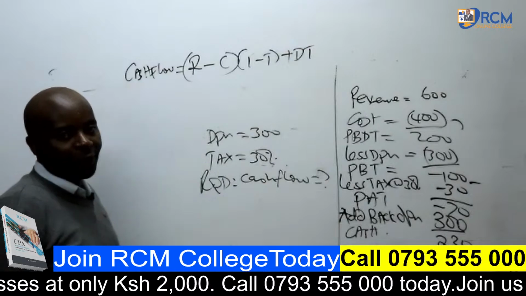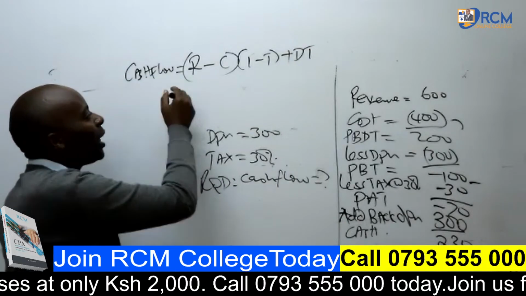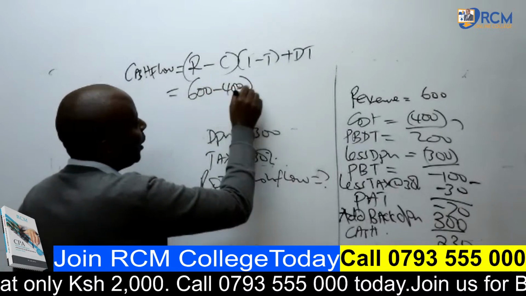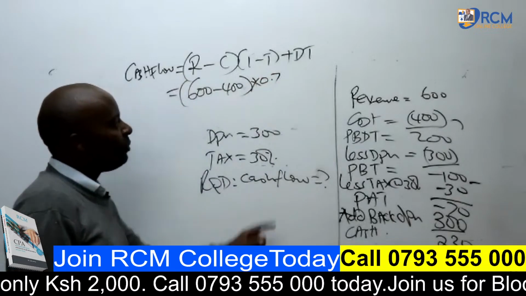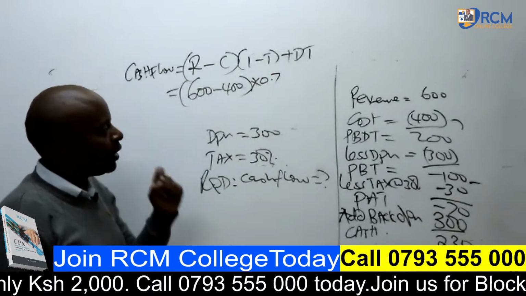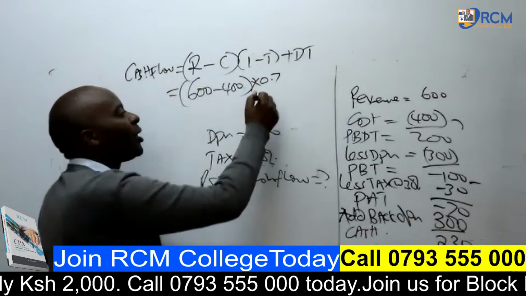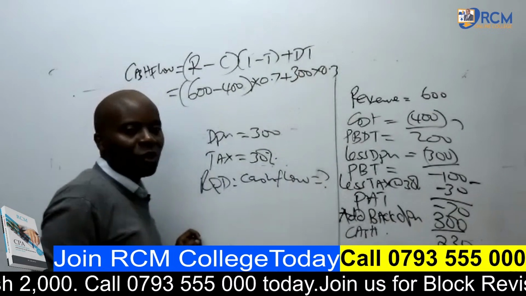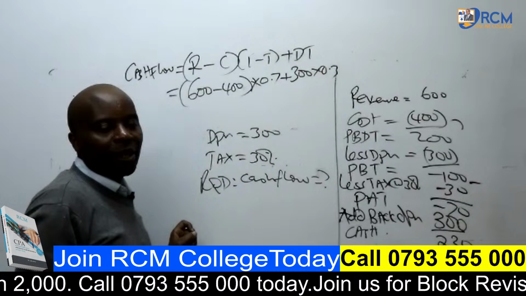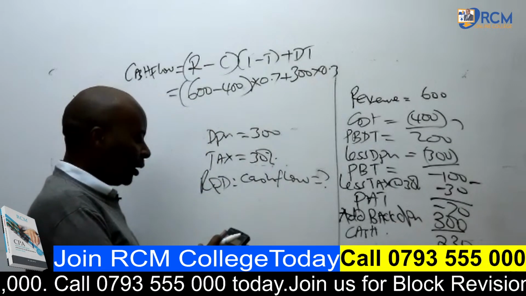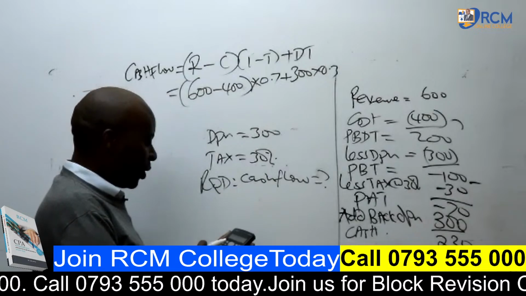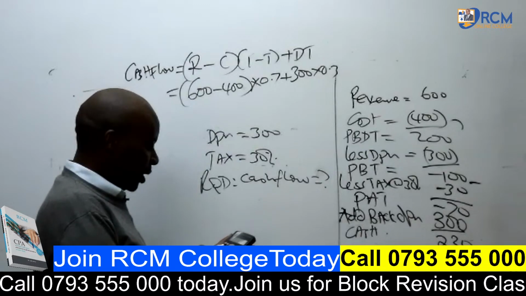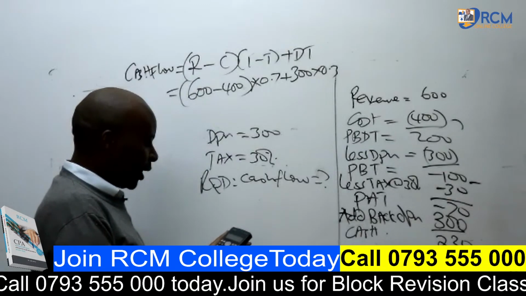tax shield like that. So this R is 600 minus the cost. Cost was given to us as 400, into 1 minus tax, which will be 0.7 because 1 minus 30% is 0.7, plus the depreciation itself, which is what here? 300 multiplied by the tax, which is 0.3. So ladies and gentlemen, at the end of the day, what will we get here? Open bracket, 600 minus 400, whatever I get times 0.7 plus 300 times 0.3, which will end up giving me 230.